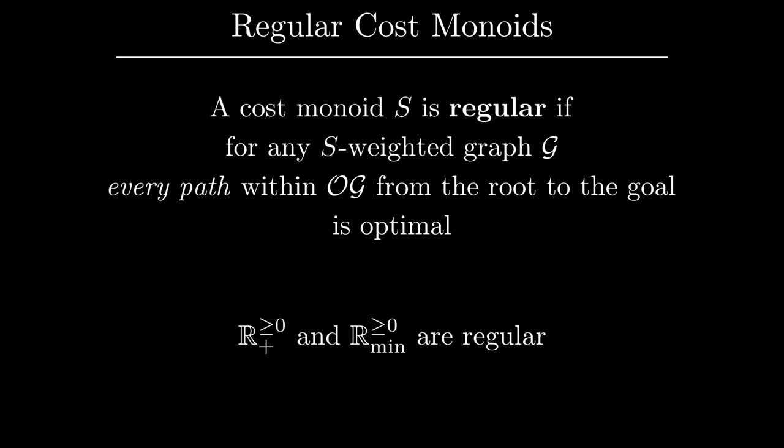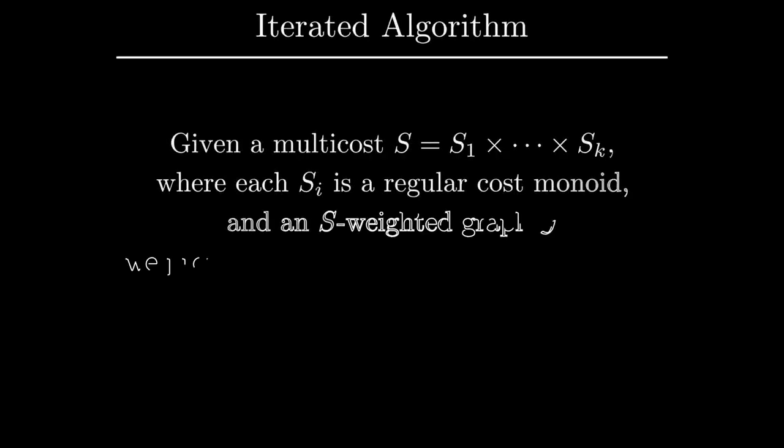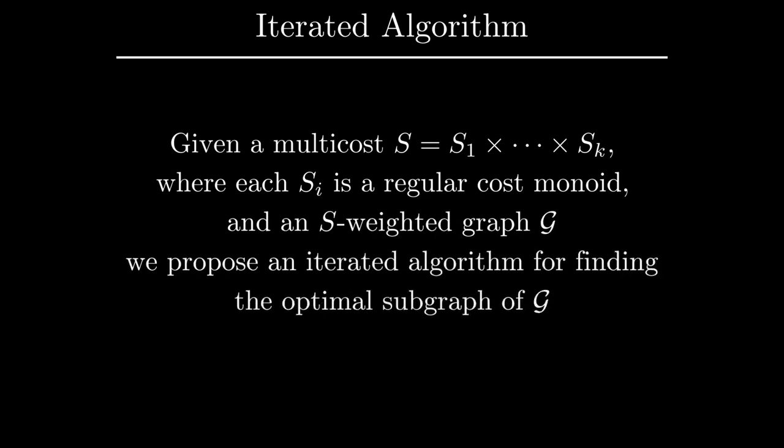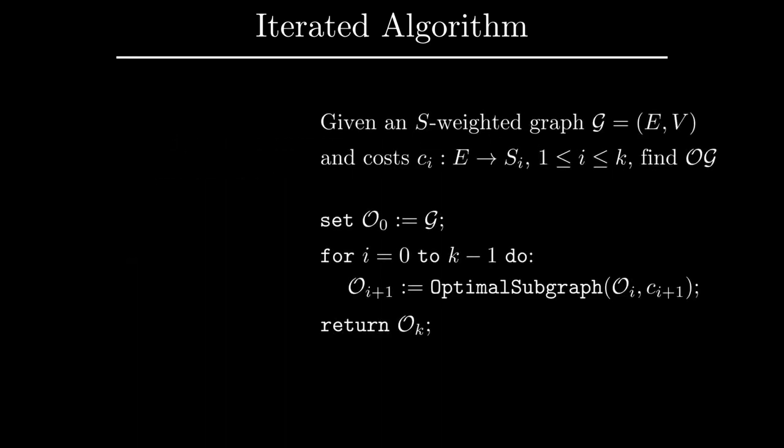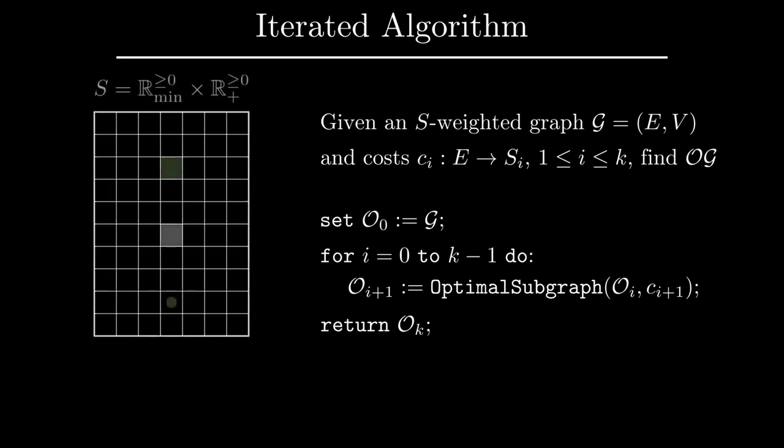Empowered with this concept of regularity, we are ready to describe the main contribution of our work. Given a multi-cost S, where each Si is a regular cost monoid, and an S-weighted graph G, we propose an algorithm for finding the optimal subgraph of G. We assume that the cost function is given by its coordinate functions, each taking values in a regular cost monoid. Our algorithm iteratively passes to optimal subgraphs by looking at one coordinate at a time. Let us illustrate this on an example.